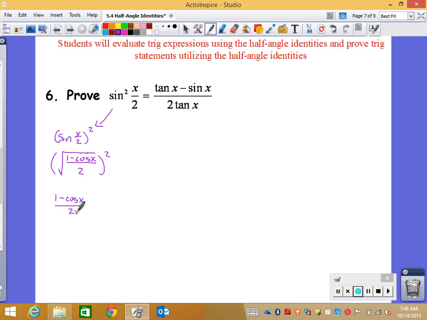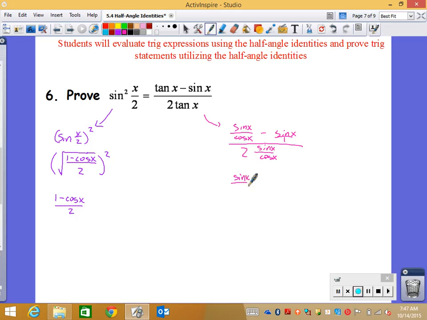Now I'm also going to do the right hand side. Do some simplifying. So this is equal to tangent of x is sine x over cosine x minus a sine x, which is all divided by 2 times tangent of x, which is sine x over cosine x. Okay, kind of ugly, but let's just do it one step at a time. This is sine x over 1, so what I'm going to do is get common denominators here. Multiply this sine x term by a cosine x over cosine x to get my cosine x as my common denominator.